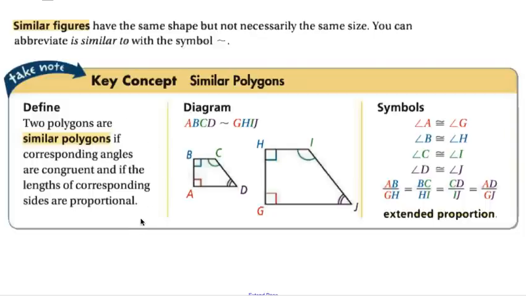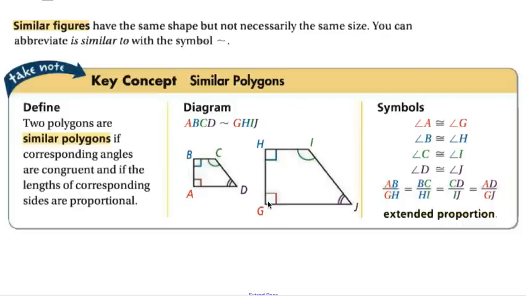Two polygons are similar if their corresponding angles are all congruent and if the lengths of their corresponding sides are proportional. So symbolically we would say this. We would say angle A is congruent to G, B is congruent to H, C is congruent to I, D is congruent to J. All of the angles must be congruent, and then their corresponding sides must be proportional in length.